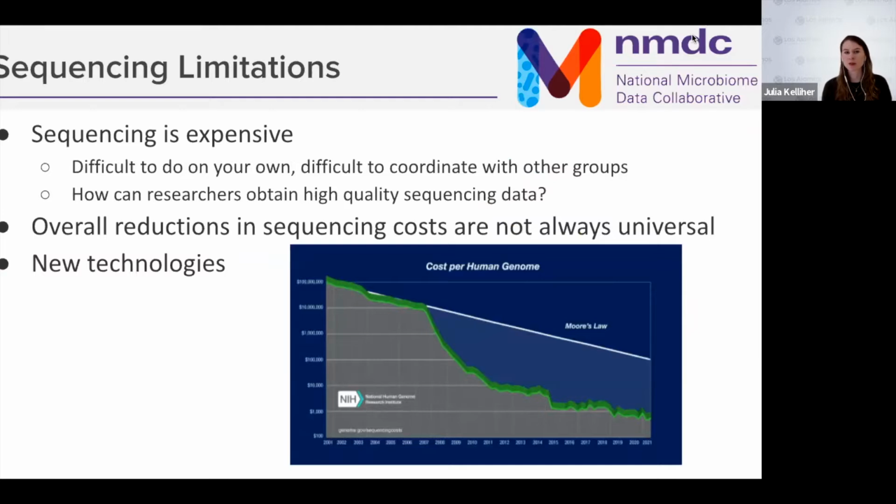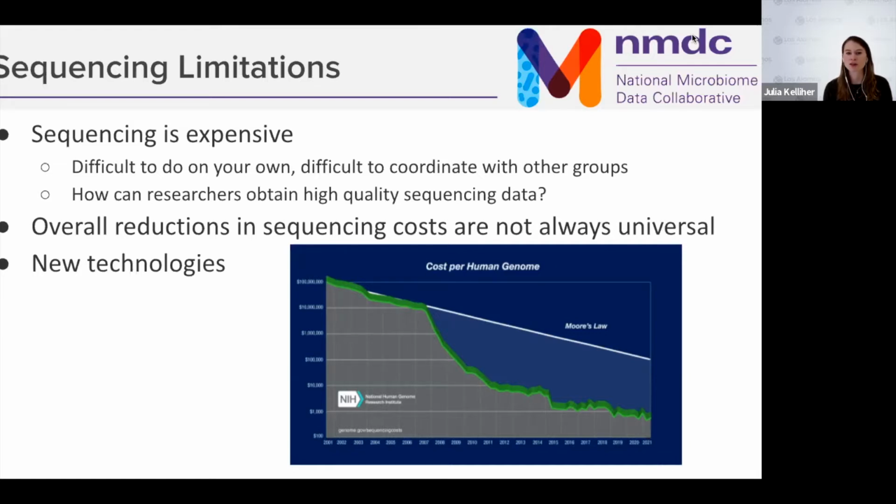One thing I wanted to point out specifically, so we're going to be discussing sequencing in particular today, so the multi-omics being the genomics and the transcriptomics primarily. There's also the considerations for the other omic types, but the sequencing is what we're going to be focused on mainly today. So sequencing is expensive, as many of us know, and it can be very difficult to do on your own.